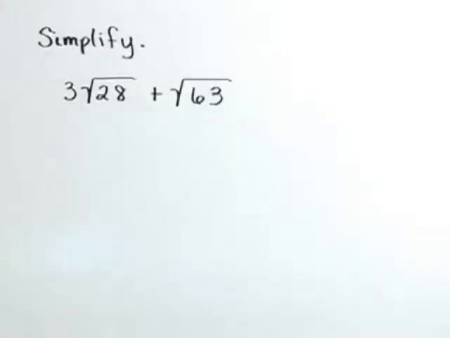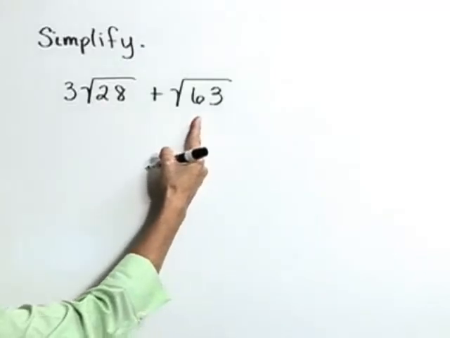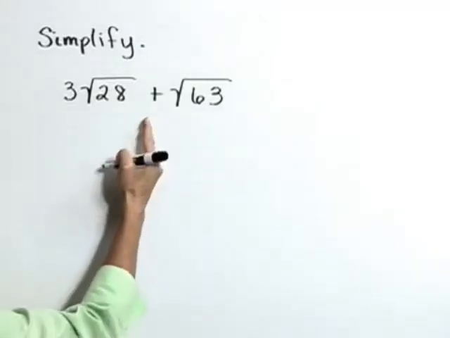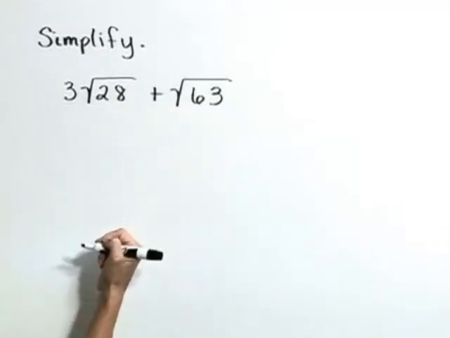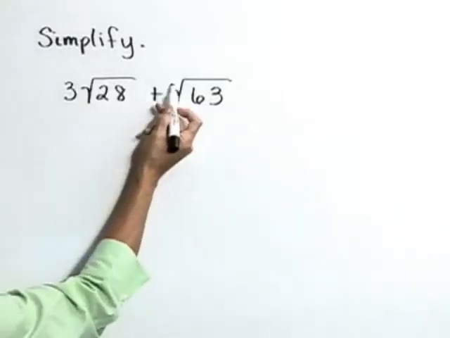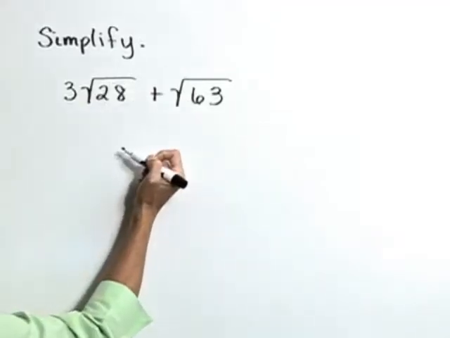Simplify 3 times the square root of 28 plus the square root of 63. Now, in order to add terms that have radicals, they must be alike. They must have the same index on the radical, the same value underneath.